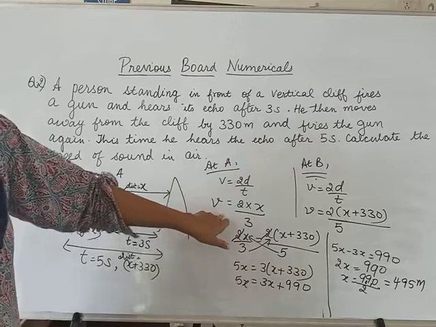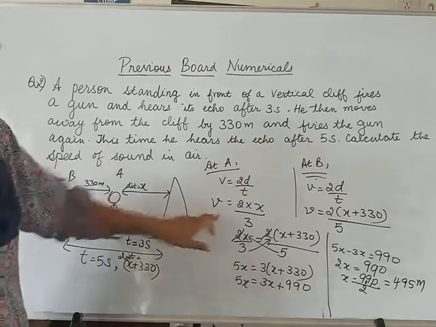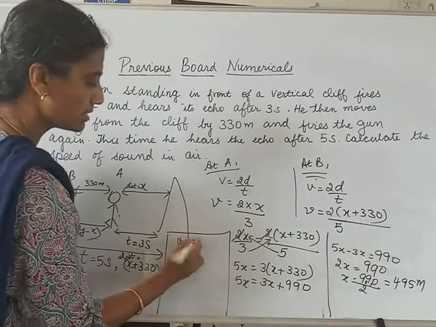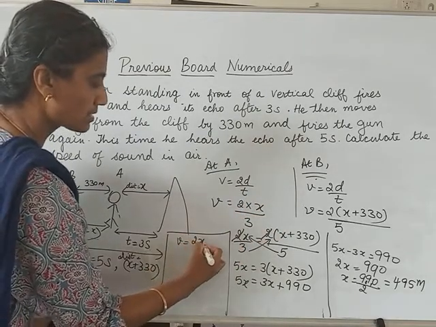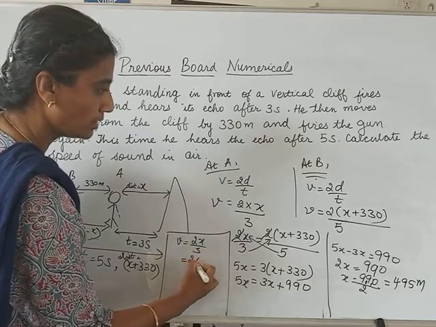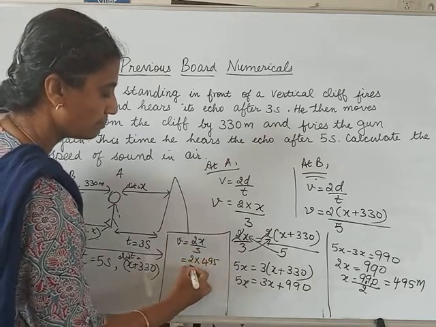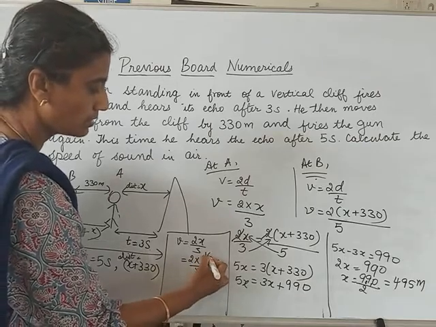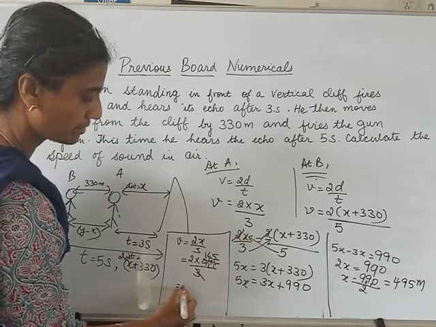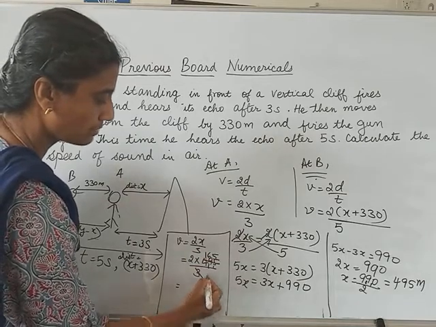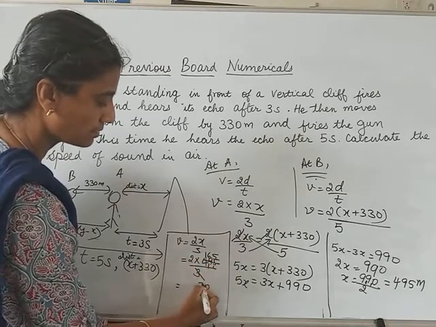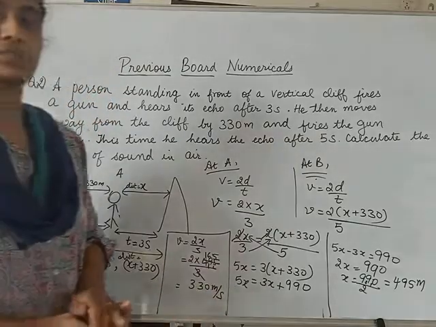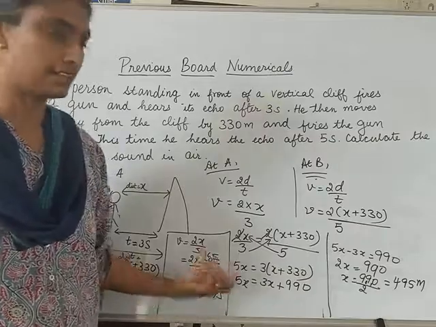But what do we have to find? Speed of sound in air. So you can put it in any one of these. So v is equal to 2x by 3. So 2 into 495 by 3. You cut it, 165. Now 2 into 165 is 330 meter per second. So this is the answer that you will get, 330 meter per second.